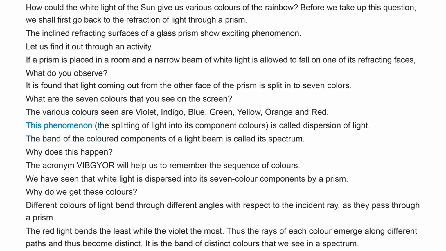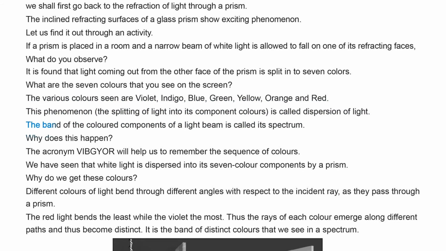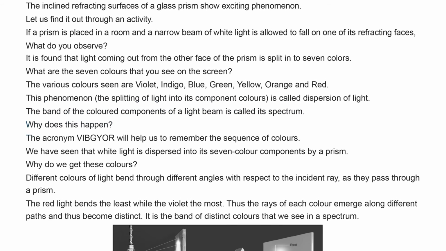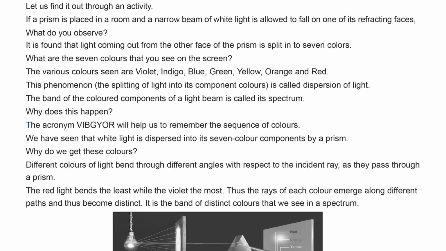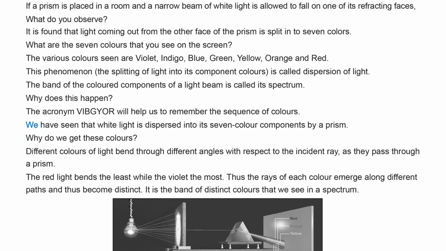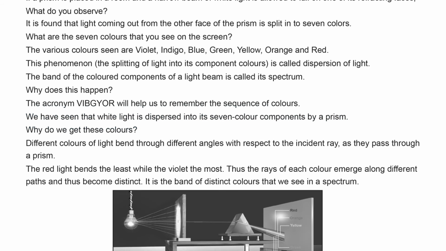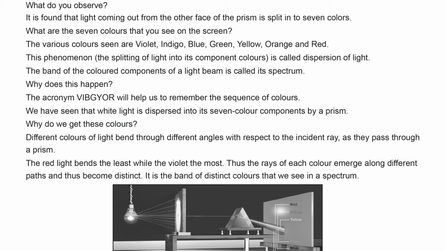This phenomenon, the splitting of light into its component colors, is called dispersion of light. The band of the colored components of a light beam is called its spectrum. Why does this happen? The acronym VIBGYOR will help us to remember the sequence of colors. We have seen that white light is dispersed into its 7 color components by a prism. Why do we get these colors?